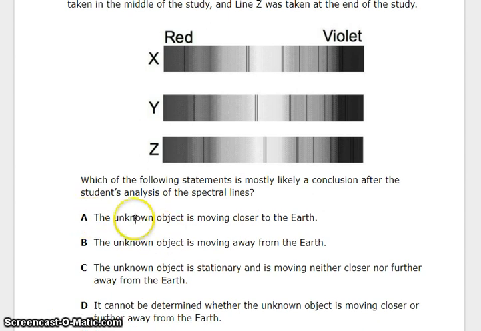A. The unknown object is moving closer to the Earth. B. The unknown object is moving away from the Earth. C. The unknown object is stationary and is moving neither closer nor further away from the Earth. Or D, it cannot be determined whether the unknown object is moving closer or further away from the Earth.